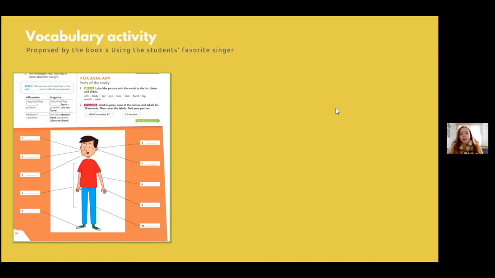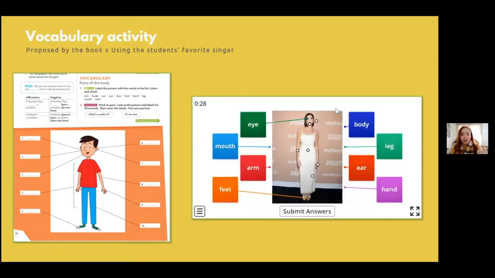To make it a bit more interesting, I used Wordwall to create this other activity using my students' favorite singer, and they just had to drag the parts of the body and put them onto the singer's photo. This is something that took me less than 5 minutes to create on Wordwall, and it was a lot more relevant to them and more engaging than just the boy.